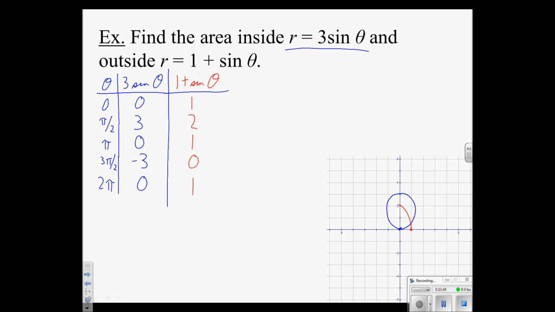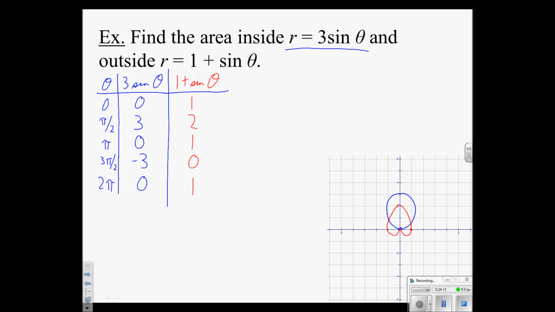And then my radius comes back down to 1. And then my radius goes to 0, and then goes back out to 1. Oh, it's a heart. Good thing I did it in red. Okay, it's not a heart. It is a cardioid.